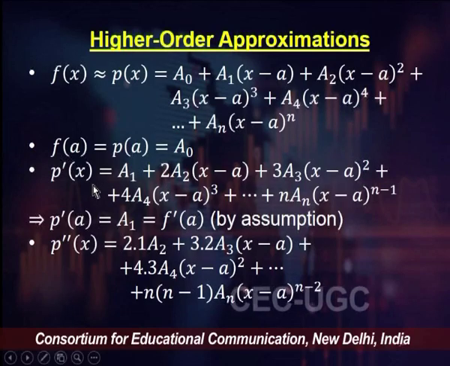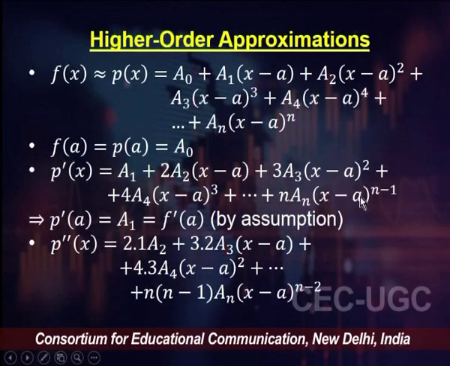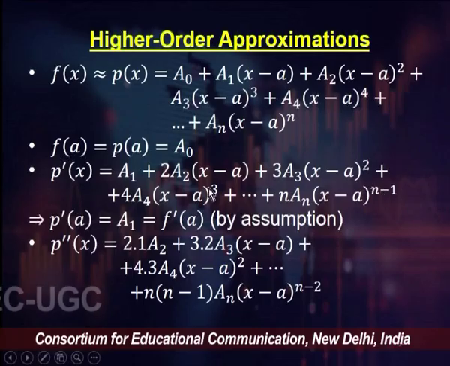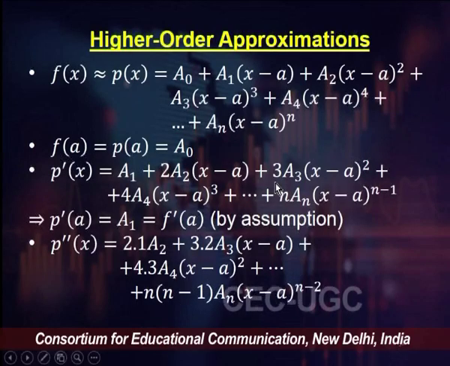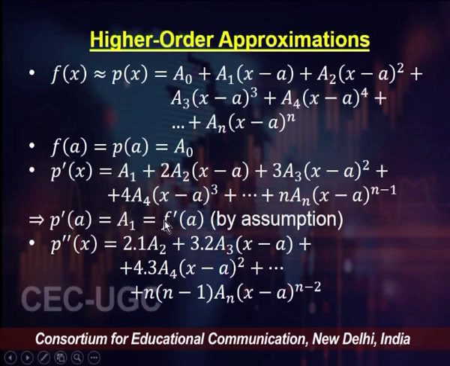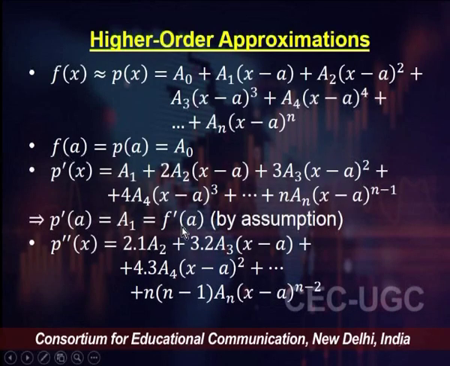Now, if you notice here, if I look at p prime of x, that's a1 plus 2a2. So we are basically taking these coefficients and keeping them as they are, and the last term, if I am taking the first order derivative, then the power of the last term will be n minus 1. Let me just back up. So p prime at a would be equal to a1, and because that is equal to f prime at a by assumption, we get the value of a1, which is f prime at a.